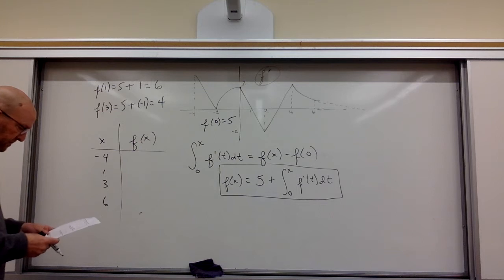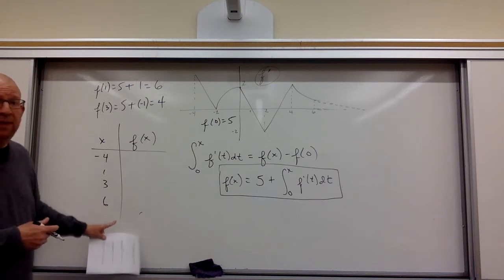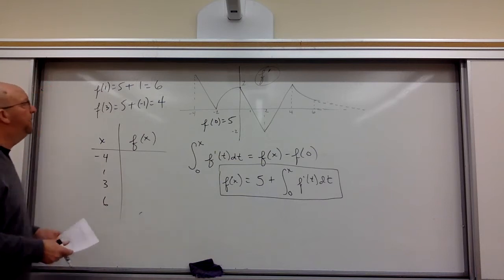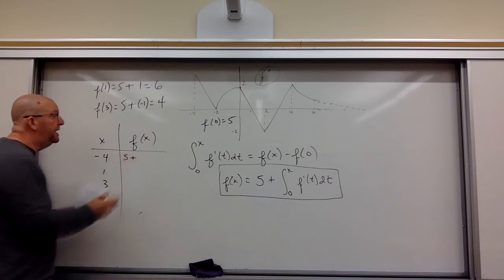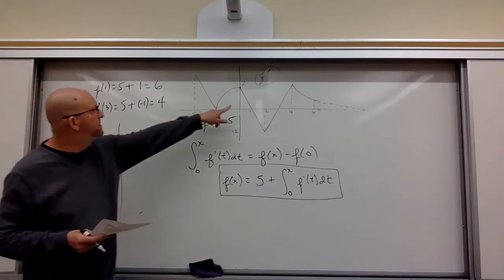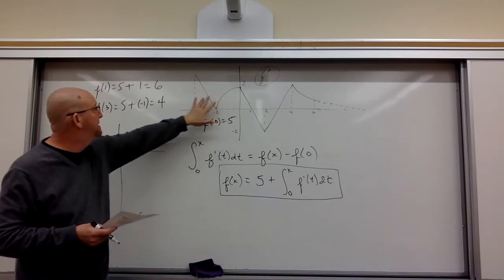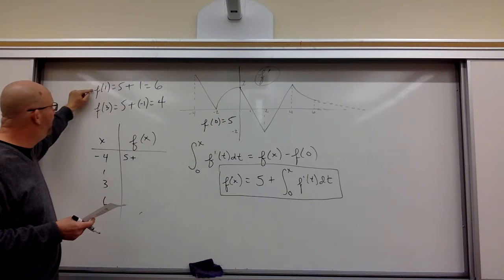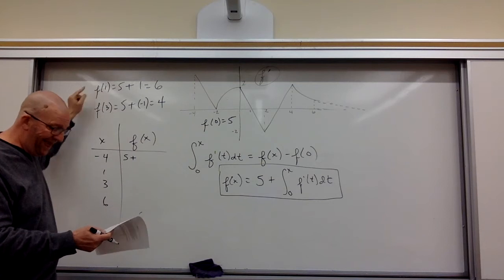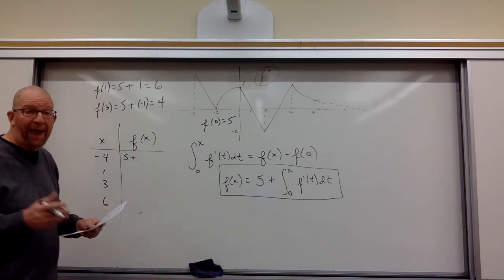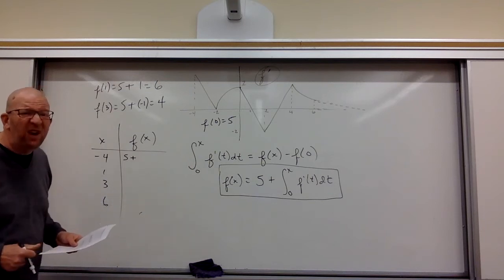Now, 6 will be a little tricky. 6 the 9th graders can't help you on, but we'll get to that one in just a second. All right, so let's go -4. 5 plus the integral from 0 to -4. Well, from 0 to -4, that's going to be right to left, so that's going to be all of this negative area, isn't it? Right? And I already know that f of 1 is 6. So I'm going to be able to throw that out for a max. But what about a min? That's going to be a pretty good choice for a min. Let's go ahead and figure it out.